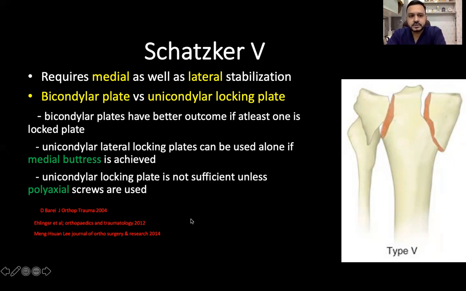These are the three papers by Barei in 2004, Ellingsen et al. in 2018, and the Meng Hossan Lee paper in 2014. We have drawn some conclusions based on that. They have said that bicondylar plates have a better outcome, but one of them has to be a locking plate. If you want to go ahead with a unicondylar locking plate on the lateral side, then you need to see that a medial buttress has been achieved in order to make the medial condyle stable.